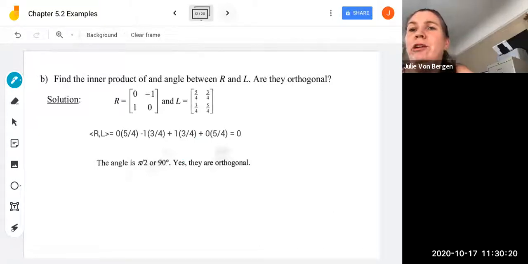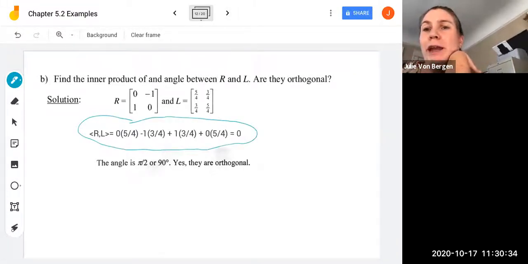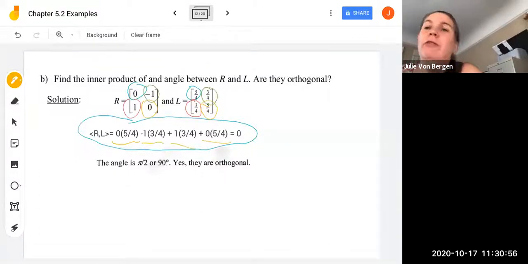And then let's do the inner product calculation and find the angle between matrices R and L. Are they orthogonal? I pasted matrices R and L here again so we wouldn't forget what we were working with. Remember, it's component-wise multiplication for this inner product definition. Each component gets multiplied by the component in the same place in the other matrix. So I got 0 times 5/4 minus 1 times 3/4 plus 1 times 3/4 plus 0 times 5/4. I get cancellation here with my minus 1 times 3/4 and my plus 1 times 3/4, so I get an inner product of 0. Remember, when the inner product is 0, that means the angle is pi over 2, or 90 degrees, and we have orthogonal vectors here, where vectors is in the general sense, where 2 by 2 matrices are considered vectors in the vector space M 2 by 2. So these are orthogonal, and we showed that by showing the inner product is 0.